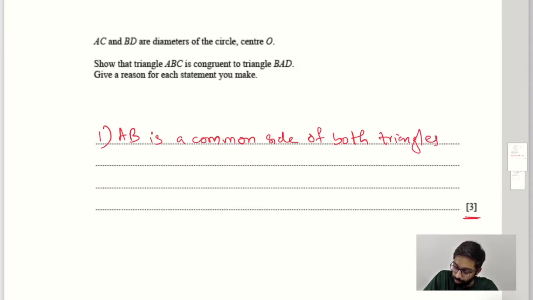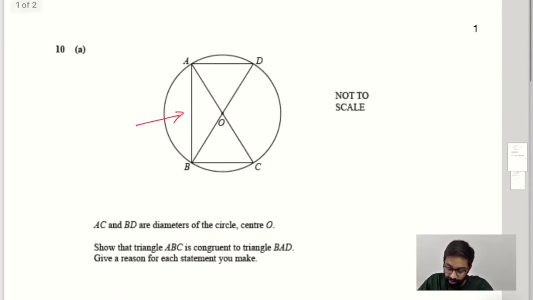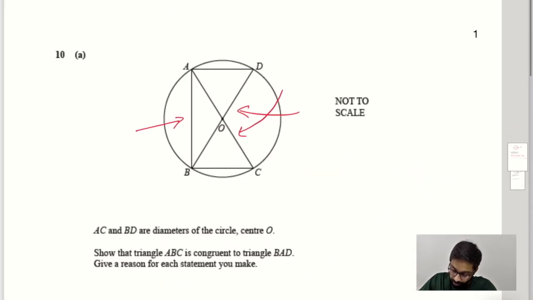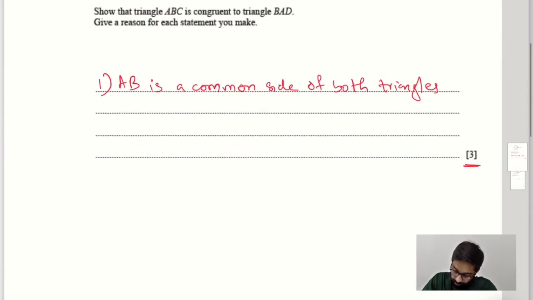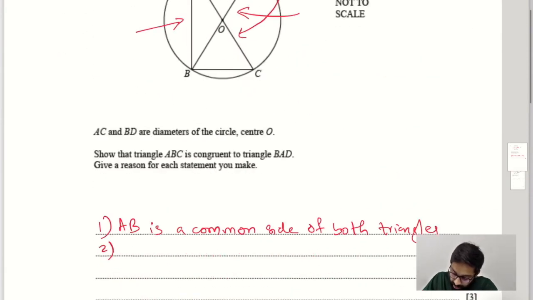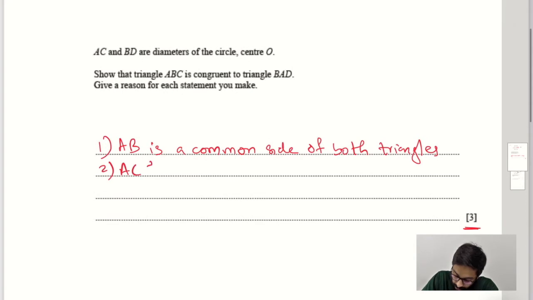The second statement that I can identify is that DB and AC are both hypotenuse of the triangle, and they both are the same in length because they both are the diameters. So we can write the second statement: AC and BD are the same in length as well.